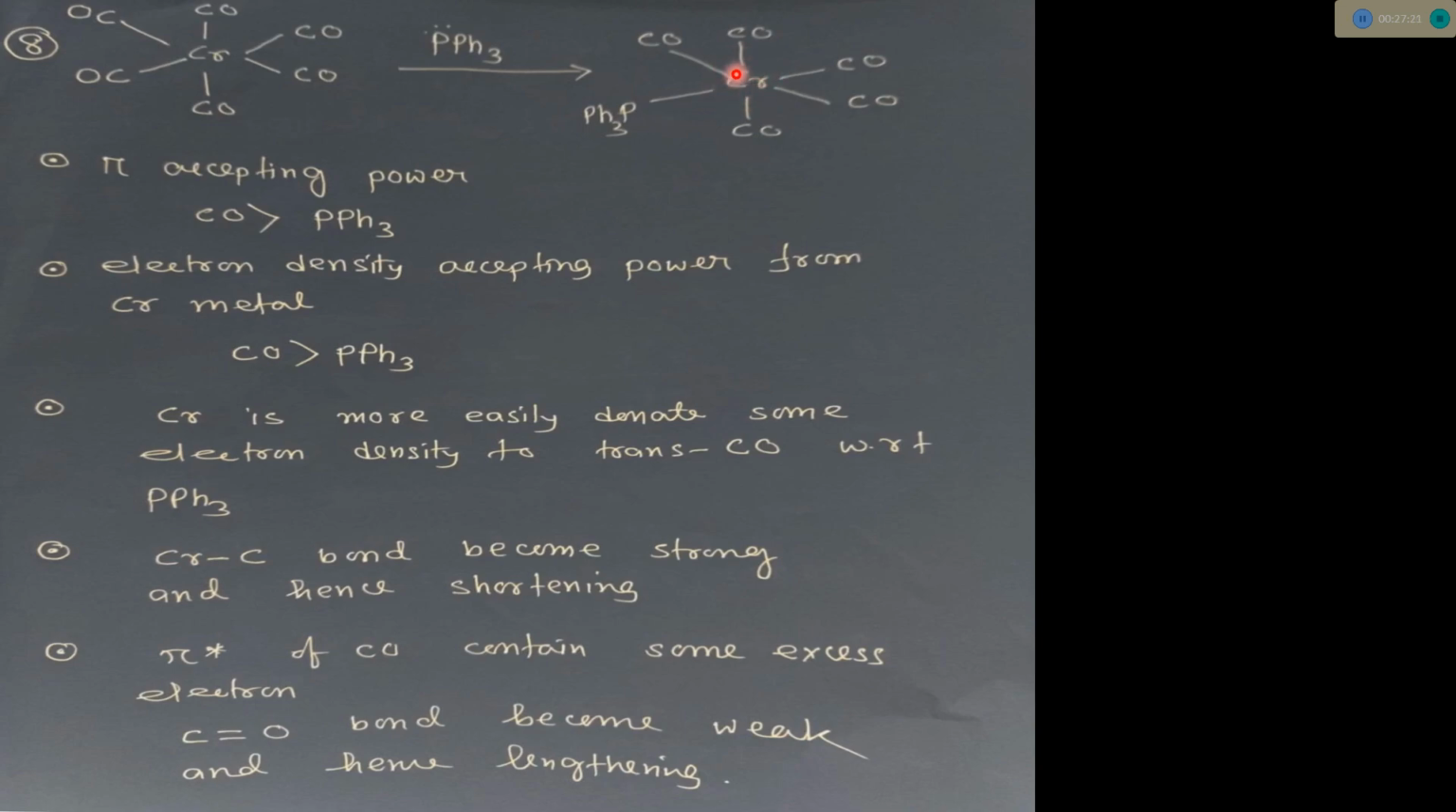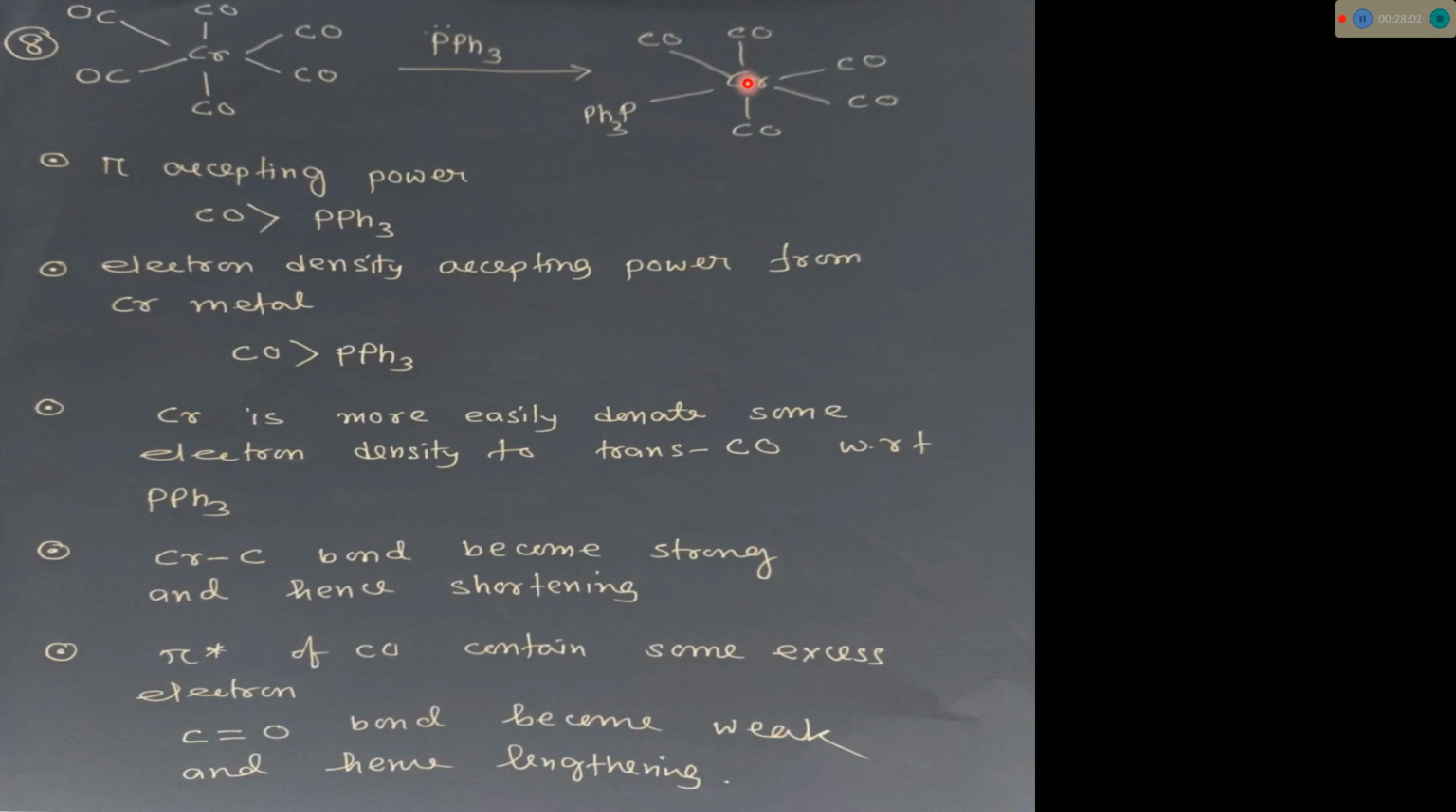Now this metal center will donate more electron to the trans CO. If a carbonyl group is there in this place, there is no question about the pi acceptance and donation. The pi donation of metal to ligand and ligand to metal are the same in all the cases, all the 6 ligands. But since one PPh3 is there, this PPh3 will donate some electron to the metal, and that's why this metal will donate some electron density to the pi star of this CO bond, not the other CO bond.